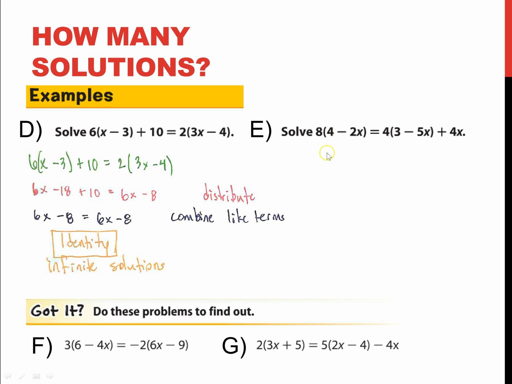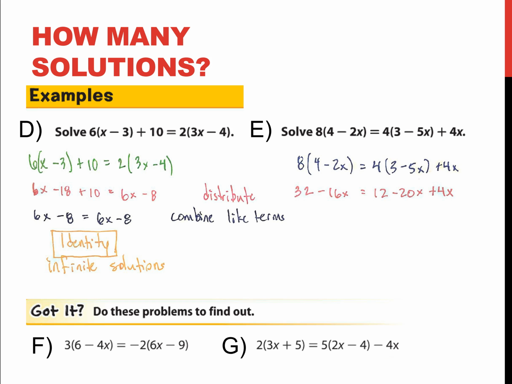That is 8 open parentheses, 4 minus 2x close parentheses, equals 4 open parentheses, 3 minus 5x close parentheses, plus 4x. One more time, that's 8 open parentheses, 4 minus 2x close parentheses, equals 4 open parentheses, 3 minus 5x close parentheses, plus 4x. Okay, so I see numbers outside of parentheses, so I'm going to distribute again.